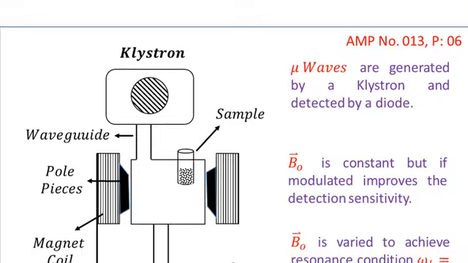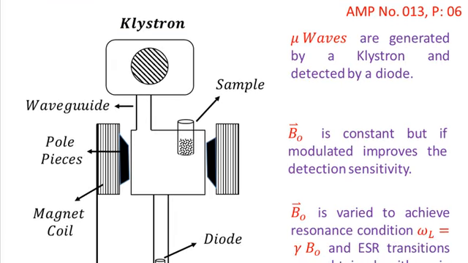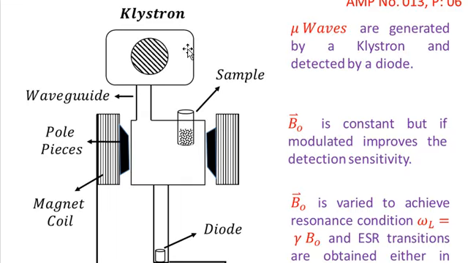So this is our setup for the measurement of electron spin resonance. Let me show you the full experimental setup. This is the klystron. The klystron can be used to generate microwaves of any frequency, so the klystron is a microwave generator. The microwaves will travel through the waveguide into this resonant cavity, in which we have the sample. And this sample is subject to the external magnetic field B naught, which we have applied over here.